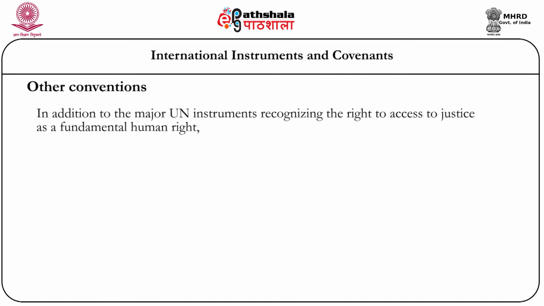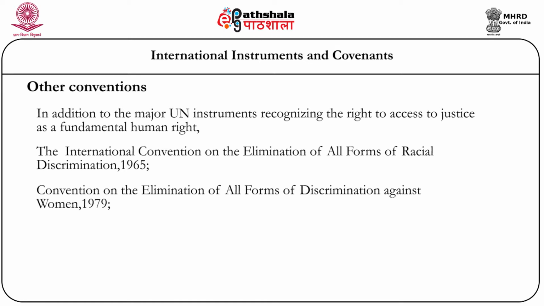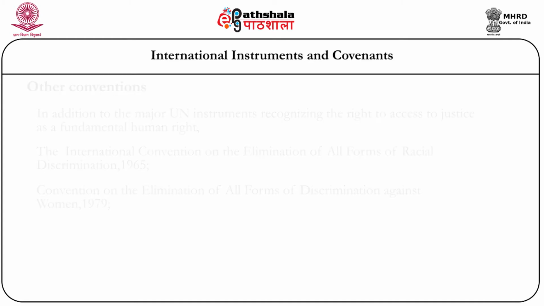In addition to the major United Nations instruments recognizing the right to access to justice as a fundamental human right, there are the International Convention on the Elimination of All Forms of Racial Discrimination 1965, the Convention on the Elimination of All Forms of Discrimination Against Women in the year 1979, the Convention Against Torture and Other Cruel, Inhuman or Degrading Treatment or Punishment in the year 1984, the Convention on the Rights of the Child 1989, and the International Convention on the Protection of the Rights of All Migrant Workers and Members of their Families in the year 1990. These are some of the other United Nations standards related to access to justice.